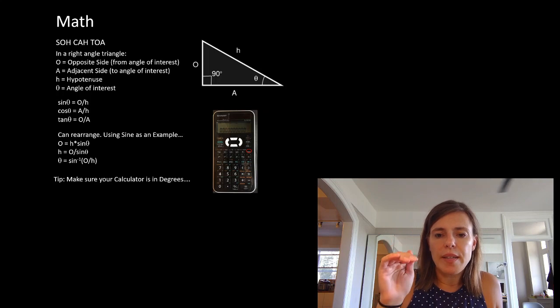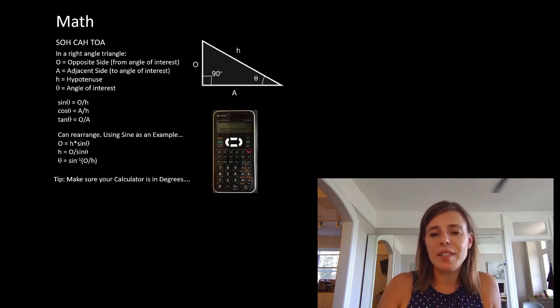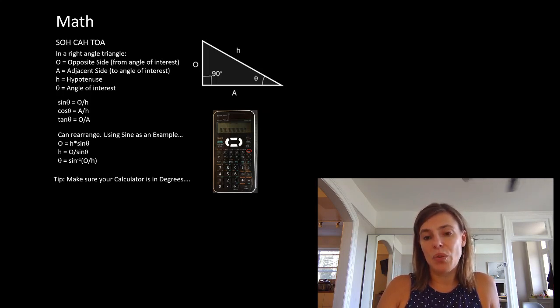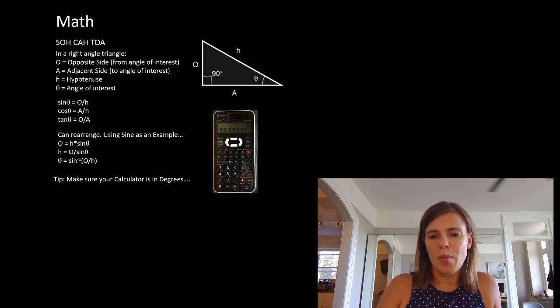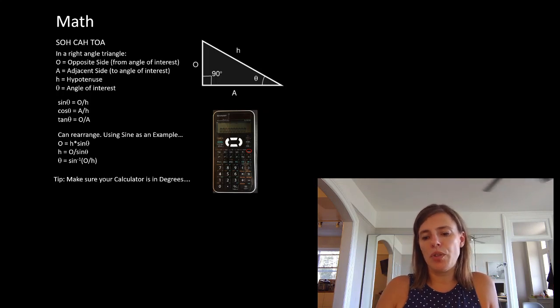Here is a big tip. Make sure your calculator is in degrees. Often I find people will do their calculations and they'll have a number that's almost right. And then if I plug it in, I'll see that they had it in radians instead of degrees. Gradients is a whole other thing, but make sure your calculator is in degrees when you're doing this.